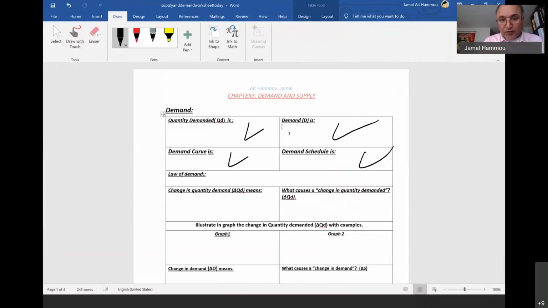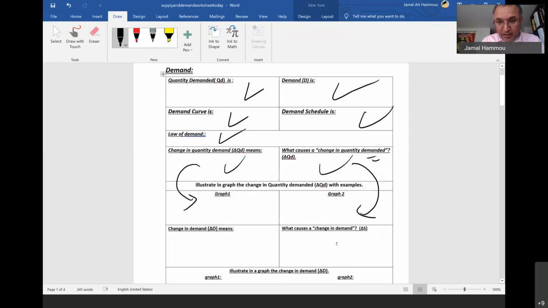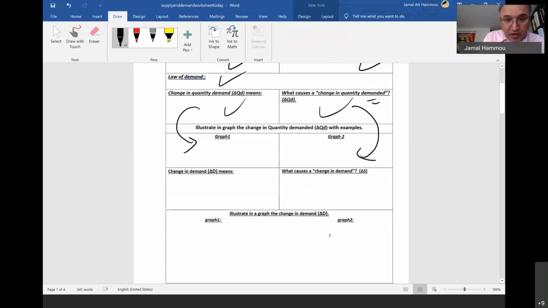It's a summary of everything we did so far. You have to do the law of demand. You have change in quantity demanded, change in demand. What causes the change in quantity demanded? What causes the change in demand? And then you have to put a graph that illustrates the change in quantity demanded here, and you give two graphs that, for example, show increase and decrease of demand. Here, one graph, you can put graph 1, and then you put both of them, increase and decrease. And then change in demand means, and then you explain what causes the change in demand.